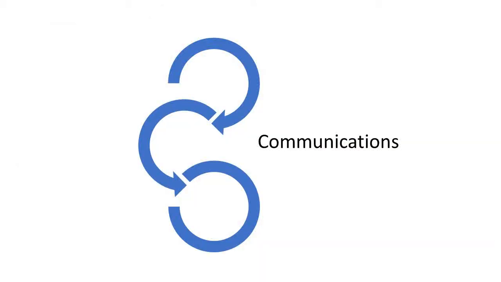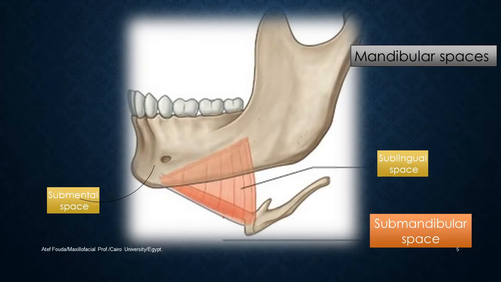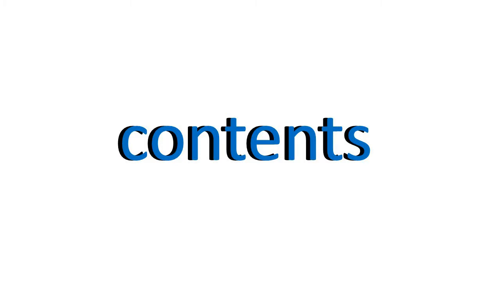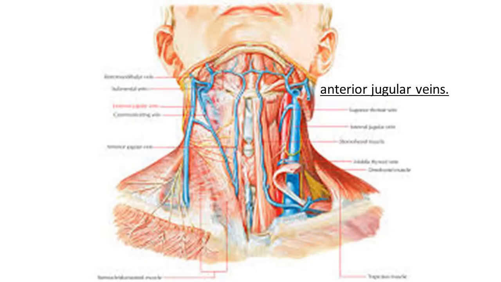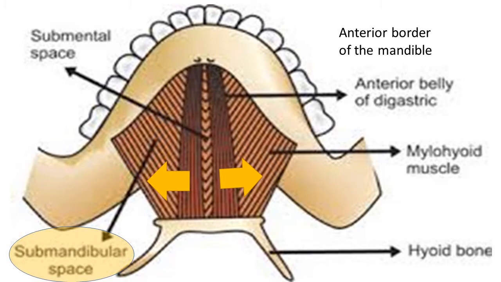Communications. The communications of the submental space are: the submandibular spaces posterolaterally, the sublingual space superiorly, above mylohyoid. Contents. Its contents are submental lymph nodes, areolar connective tissue and the anterior jugular veins. Submandibular space. The submandibular is a potential space, and is paired on either side, located on the superficial surface of the mylohyoid muscle between the anterior and posterior bellies of the digastric muscle.